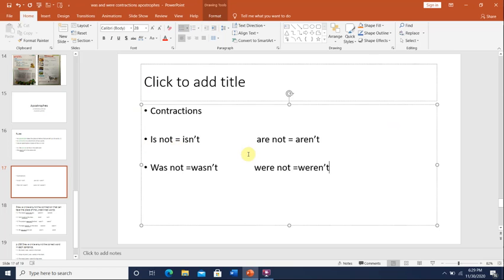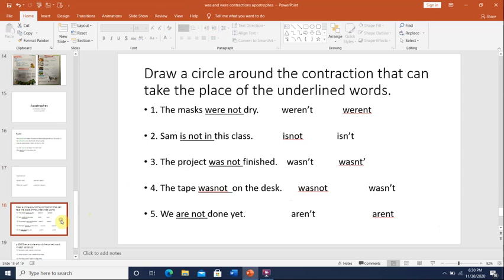So is not, isn't. Are not, aren't. Was not, wasn't. Were not, weren't. We use isn't and aren't in the present tense when we want to tell about something now, and wasn't and weren't we use in the past tense when we want to tell about something that happened in the past. If we go to our textbook page, I want you now to stop the video, get your textbook page, and let's try to answer it together.